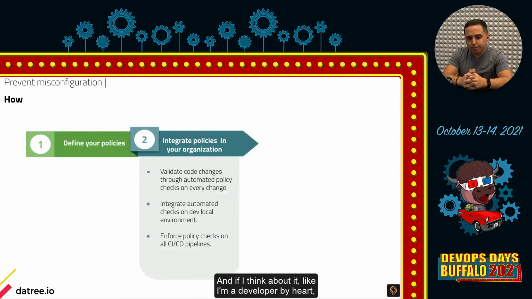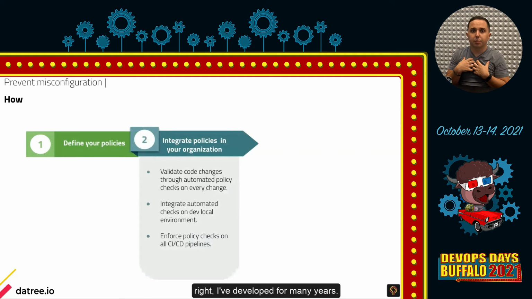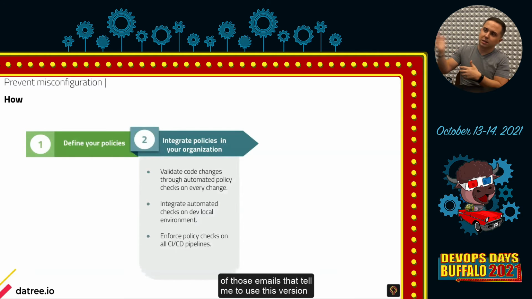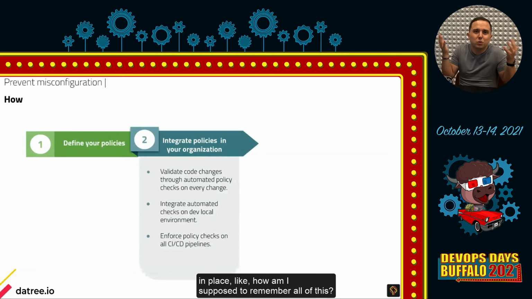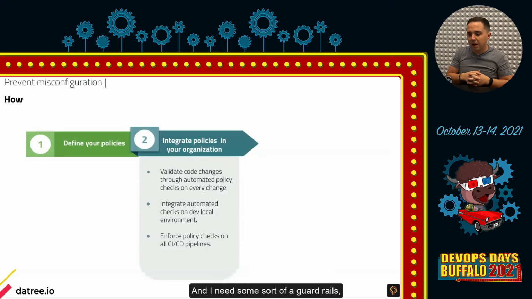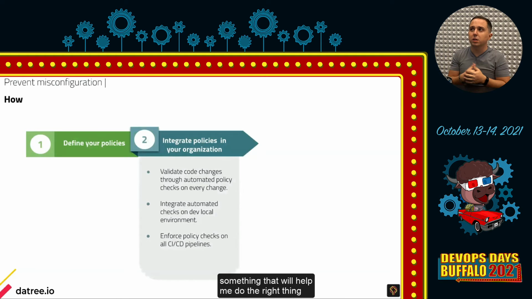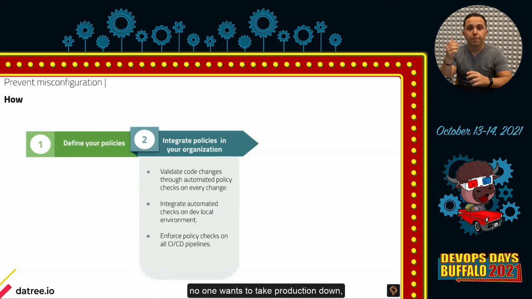And if I think about it, I'm a developer by heart, right? I've developed for many years. I'm still writing code sometimes. And how am I supposed to remember all of those emails that tell me to use this version or that version and to put in this limit or that limit in place? How am I supposed to remember all of this? I need some sort of guardrails, something that will help me do the right thing. Because no developer wants to make a mistake. No one wants to take production down. But what am I supposed to do?